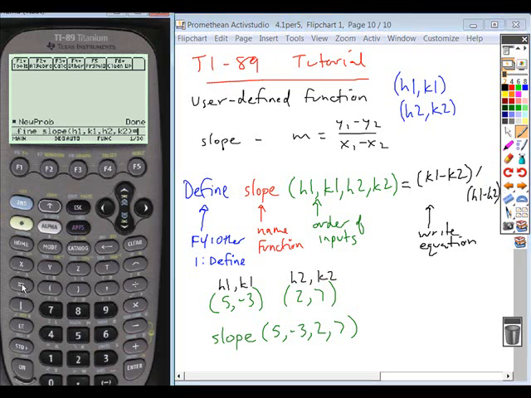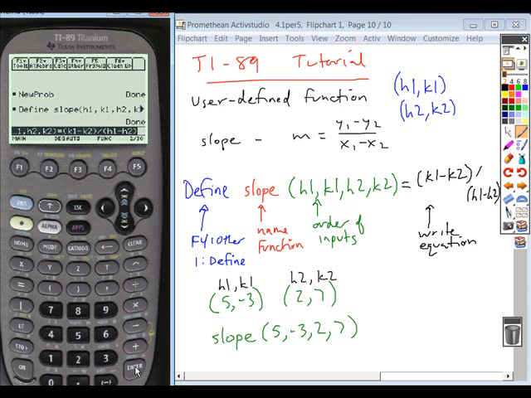If we enter that, it is equal to, parentheses, k1 minus k2, close the parentheses, divide that by, parentheses, h1 minus h2, close it off. Once you're done with that, you hit enter, and your calculator should say done. That means it recorded and stored it. So when I hit enter, it now says done, and this equation is stored in my calculator.